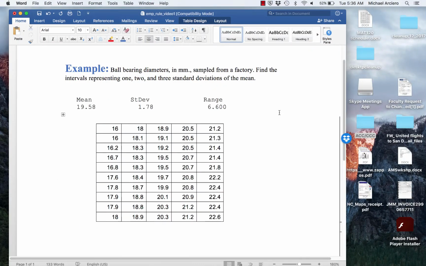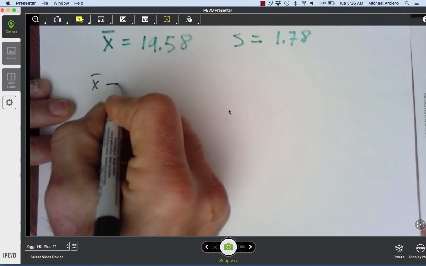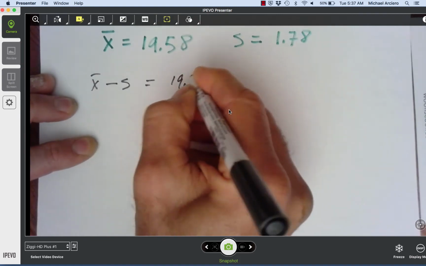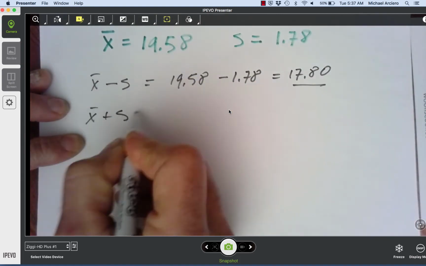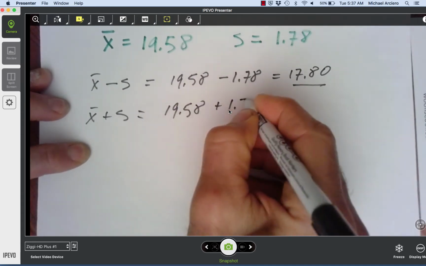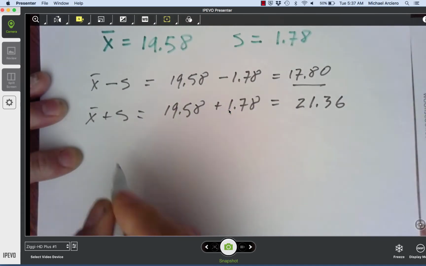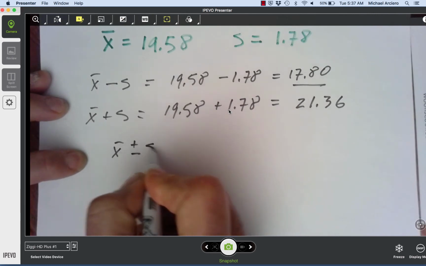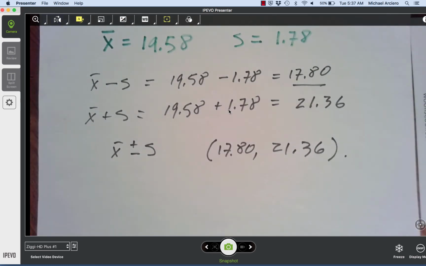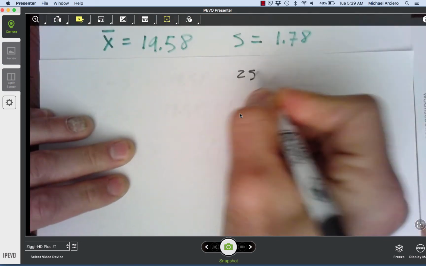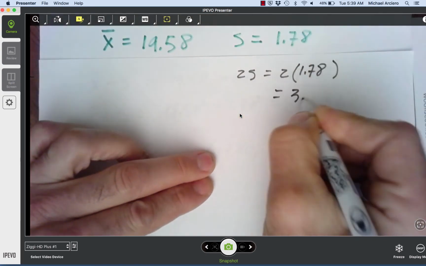Here's a sample of 50 ball bearing diameters in millimeters. You can see the mean and the standard deviation are given. We can compute the interval representing one standard deviation simply by subtracting s to get the lower limit, and then adding s to get the upper limit. Any number falling in that range will be said to lie within one standard deviation.